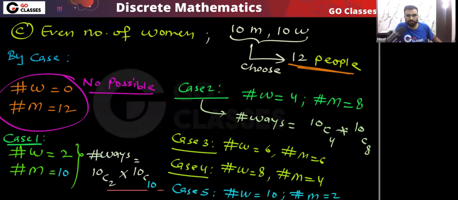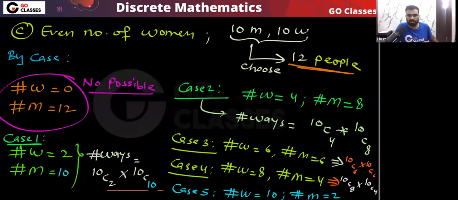Now you can find the number of ways. In this case, we want 6 women and 6 men, so 10c6 into 10c6. And what about this situation? In this situation, we want 8 women, so 10c8 multiplied by, we want 4 men, so that will be 10c4. And similarly, you can do case 5.